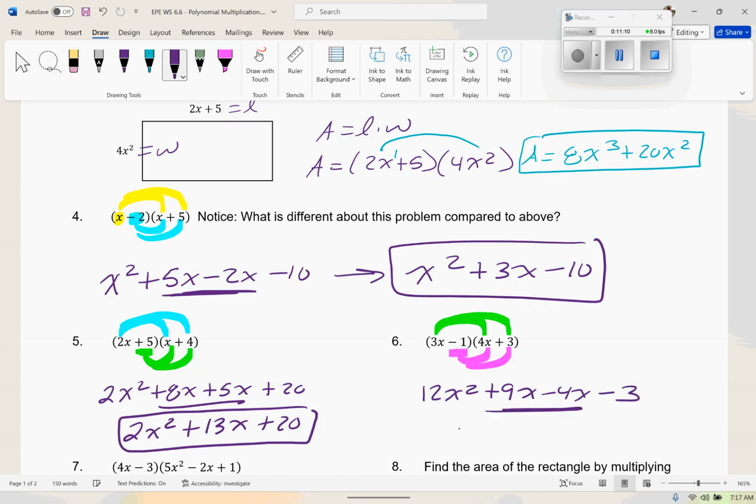These are like terms, so combine them together. So 9x minus 4x is 5x minus 3. There is our answer.